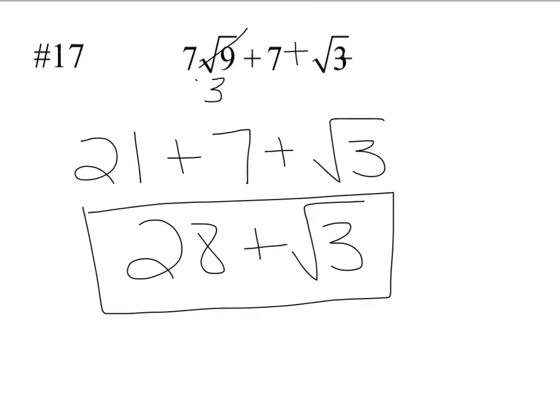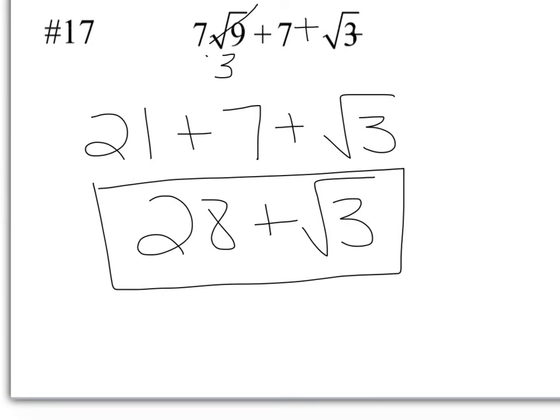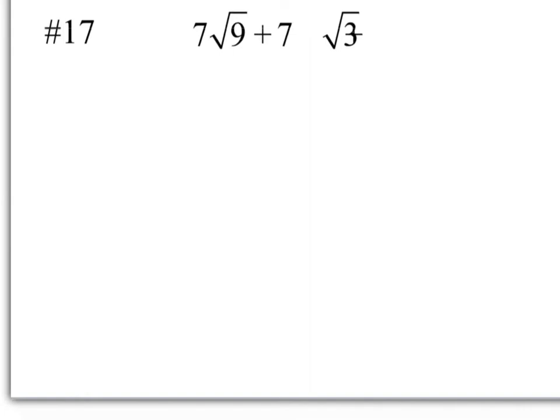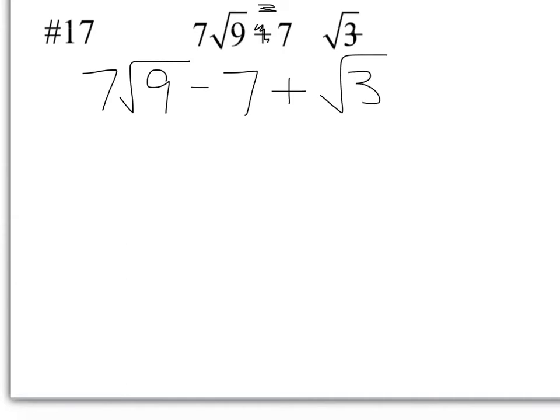Okay, so comparing that answer to the book answer, it is incorrect because the problem was typed in wrong. So I'm going to leave that, but I'm going to erase really quick. There we go. The book problem says that it's minus right here. So it's 7 square root of 9 minus 7 plus the square root of 3. So I'll go ahead and do that one too.